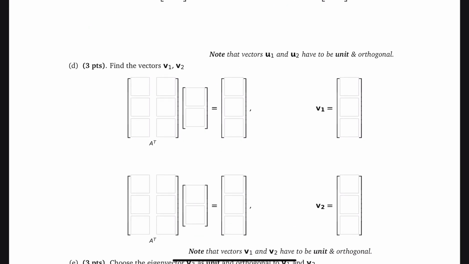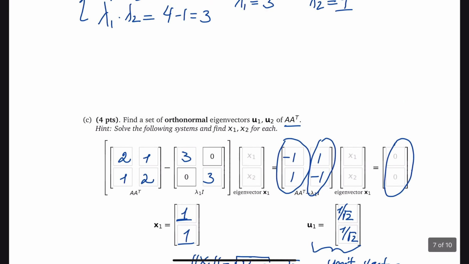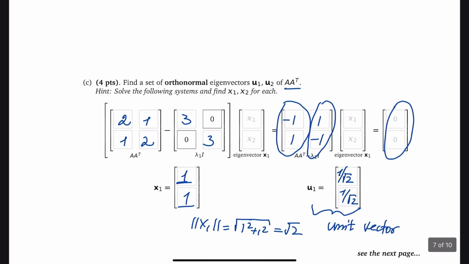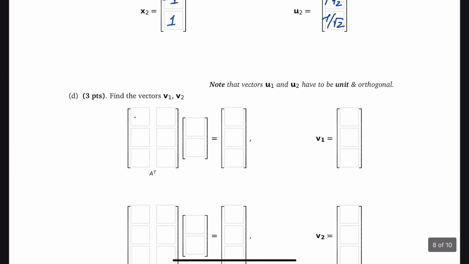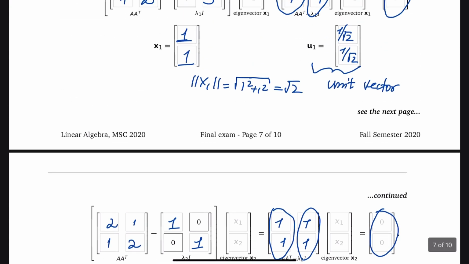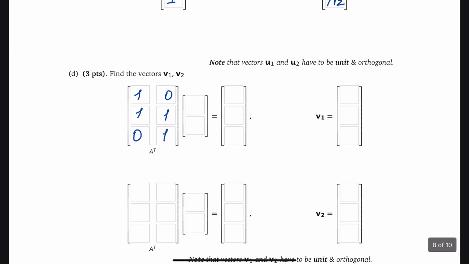So now we need to find V1 and V2. So it's already given the hint that in order to get this, we have to multiply these two matrices. So let me see what was the A transpose. A transpose is 1, 1, 0, 1, 1, 0, 0, 1, 1. We have to multiply this by the U1. So please know that it doesn't matter which vector you're going to multiply, the 1, 1, or this vector, because you're going to normalize this anyway.